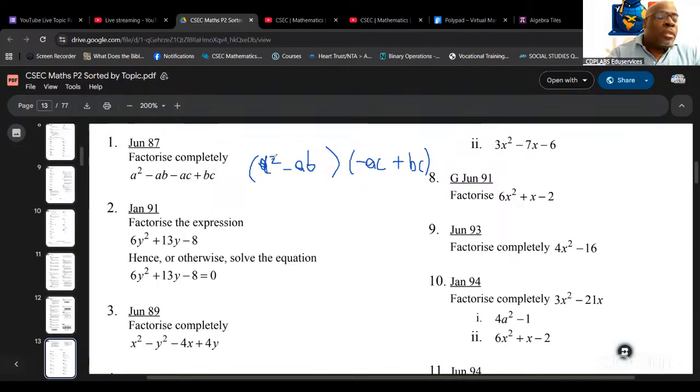So let's factorize. A is the most common, so I'm going to use A to divide both expressions. A into A squared will leave us with A. A divided by this one will leave us with B. So what you notice? We have A minus B in parentheses. And then I'm going to put A on the outside.